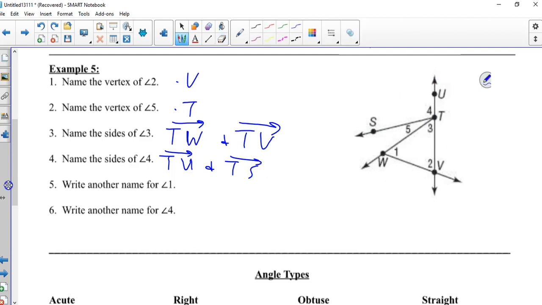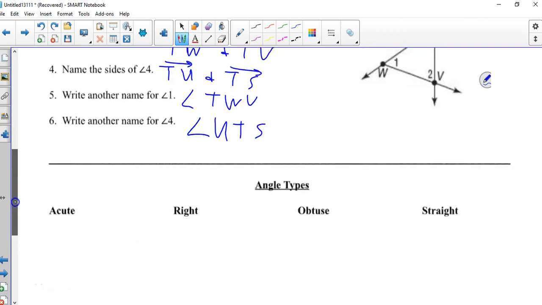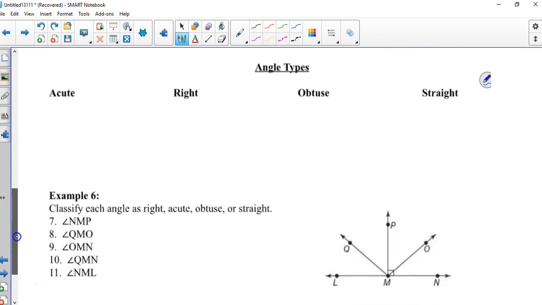Write another name for angle 1. We could call that angle TWV, or VWT. Write another name for angle 4. Again, angle 4 is here. We can call that angle UTS.